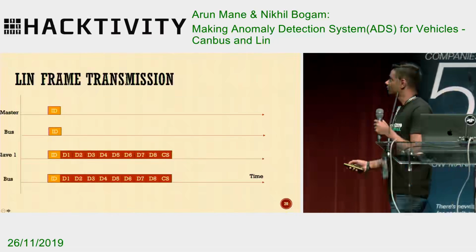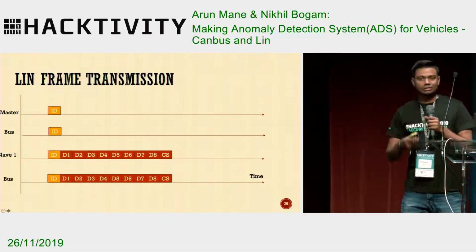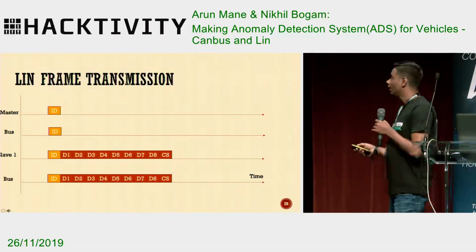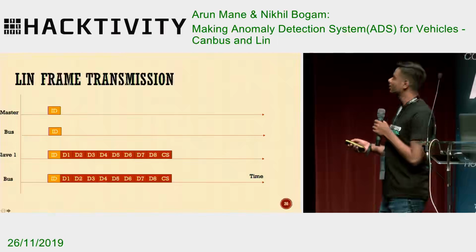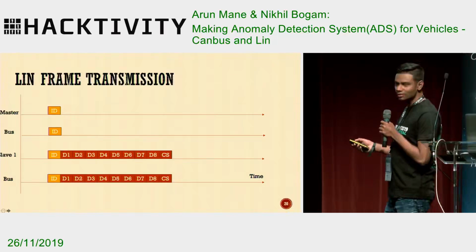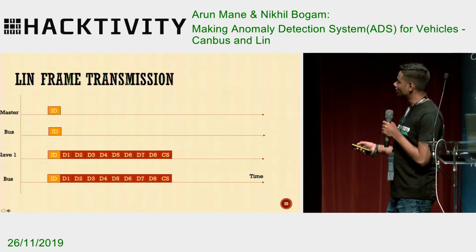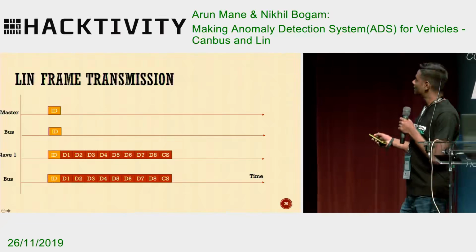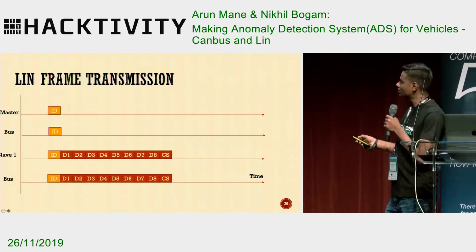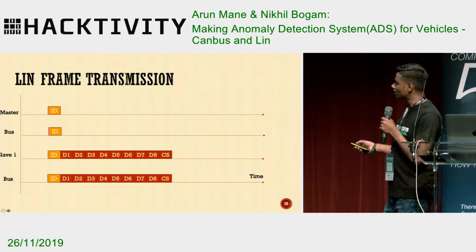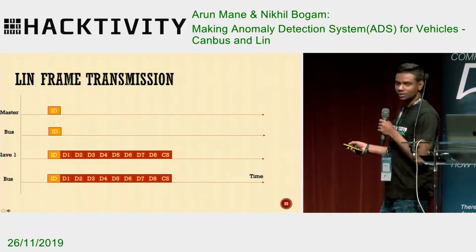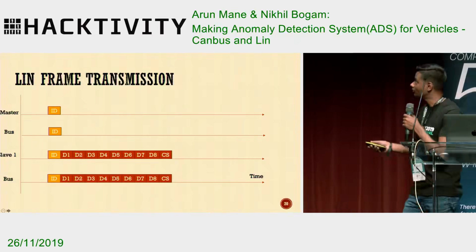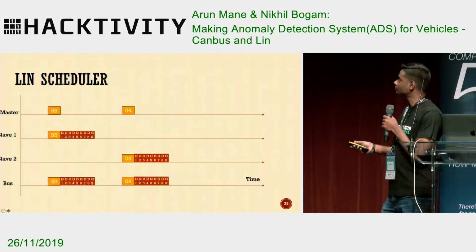Okay, so now we understood how this network basically works, and we'll go into a little more detail. The master sends the ID on the bus. You will see the ID is reflected on the bus here, and slave 1 responds with 8 bytes of information after that. The CS stands for the checksum. It also sends the checksum, and if you see the bus, how it looks is there is an ID and 8 bytes of data plus checksum. So this is how the LIN frame is made.